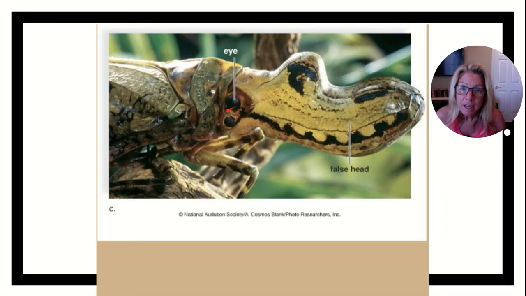Here, this is the eye. This is like a balloon that gets blown up by this insect, and he's creating this false head, which I think looks a little bit like an alligator.